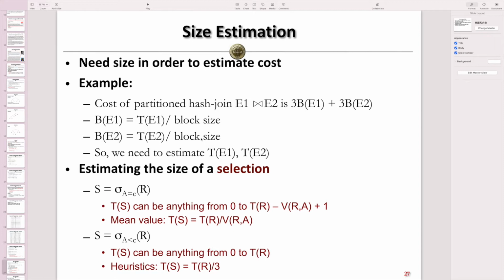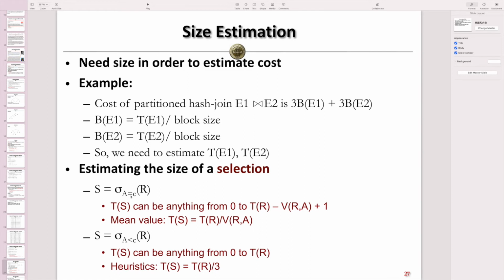And also we need to estimate TE1 and TE2, so we will be able to estimate the cost for the joins between E1 and E2, right? And besides the joins, we can also estimate the size for the results of some other operators, like a selection, for example. Let's assume we are studying a selection of A equals C.